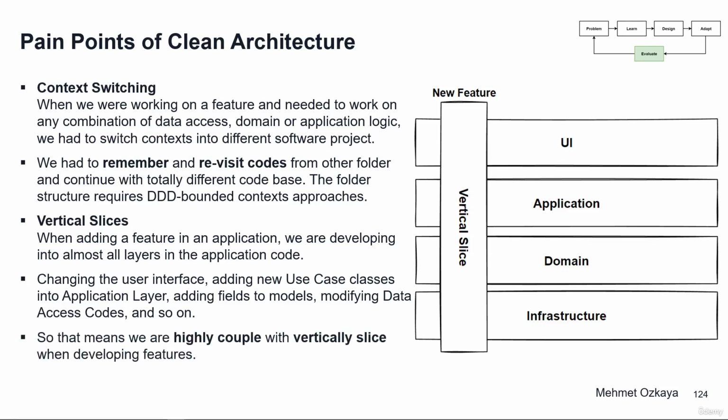That means when adding or changing any feature in the application, we are typically developing in almost all layers of the application code. We are changing the user interface, adding new use case classes to the application layer, adding fields to models, modifying data access code, and so on. So we are highly coupled with vertical slices when developing features. You can see the image here. Even though we are separating technical logical layers by following clean architecture, when we try to add a new feature to our application, this is the vertical slice. We have to touch every layer, and this becomes a bottleneck for our clean architecture.